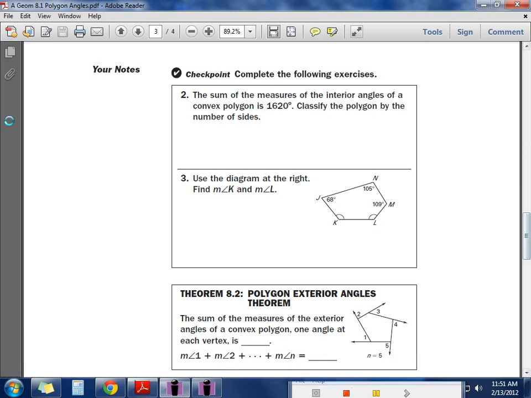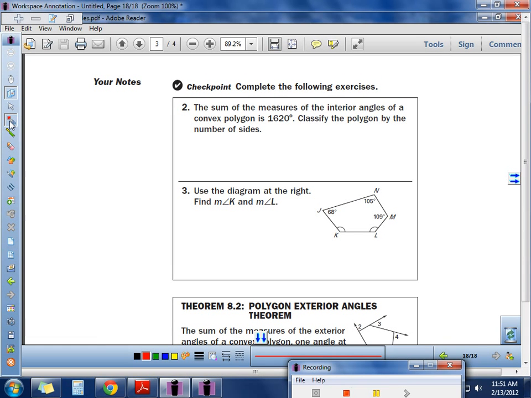The sum of the measures of the interior angles is 1,620. Classify by the number of sides. So this one is just like the example. This number right here goes in for our sum. So we'll say n minus 2 times 180 equals that sum, 1,620.